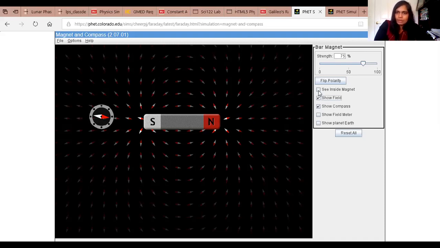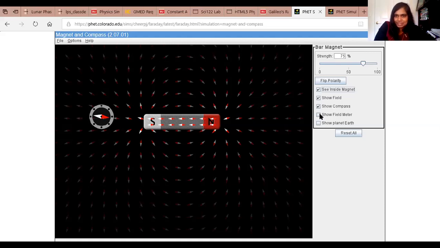Now, let's look at what happens inside the magnet. So this is around the magnet, right? What happens inside the magnet? Think about it. The red side is pointing towards north, right? So inside the magnet, it's flipped. If you could embed a compass inside, you would see it pointing to the north, north, north.